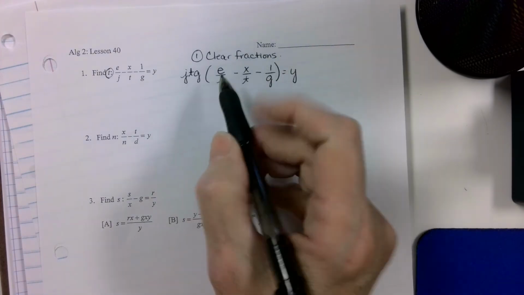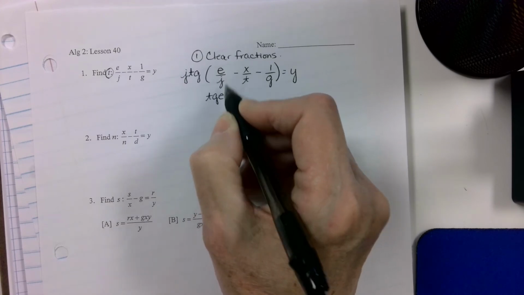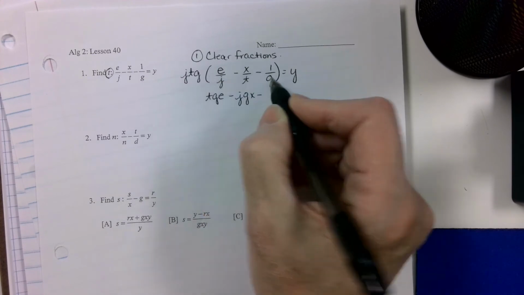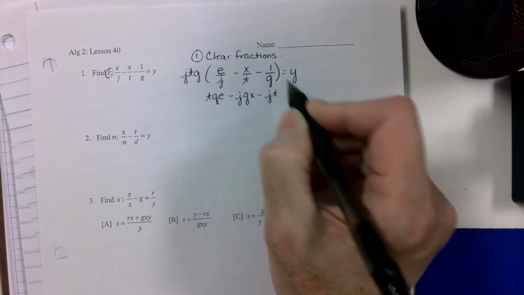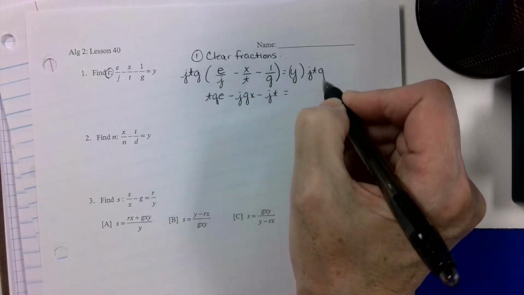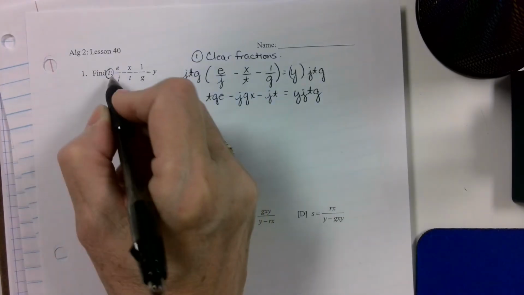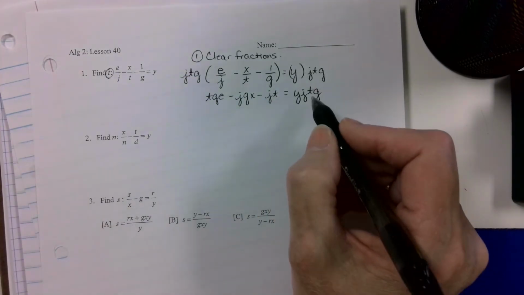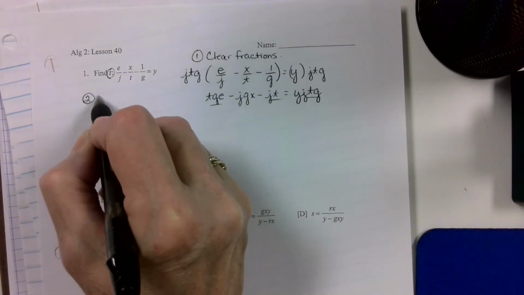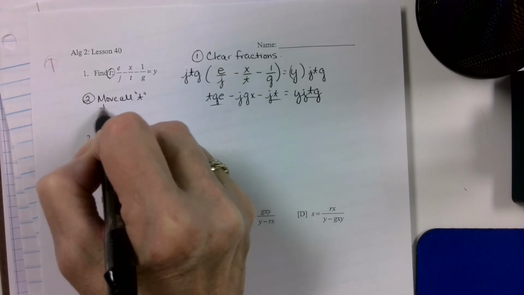When I multiply this, the j's cancel, so I get t, g, and e. Then this one, the t's cancel, so j, g, and x. Here, the g's cancel, so j and t times 1. I've got to multiply it also to this side. I can't just do it to one side. So I get y, j, t, g. Now we're going to find t. So everything with a t in it moved to one side. So, okay, so step 2. Move all t's to one side.